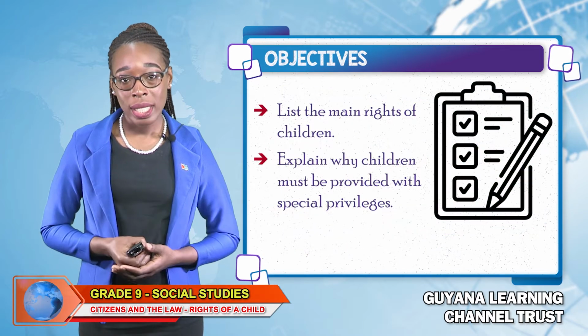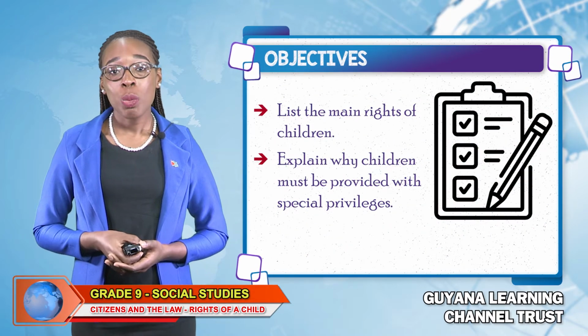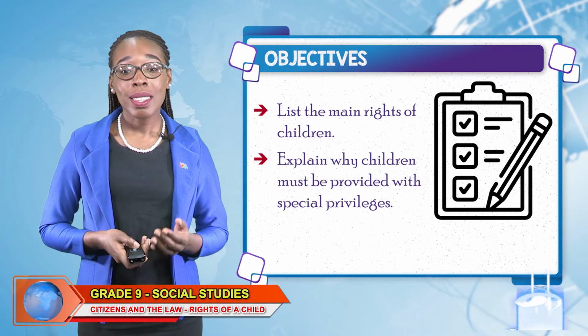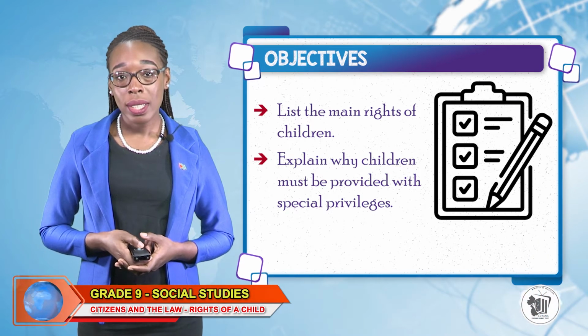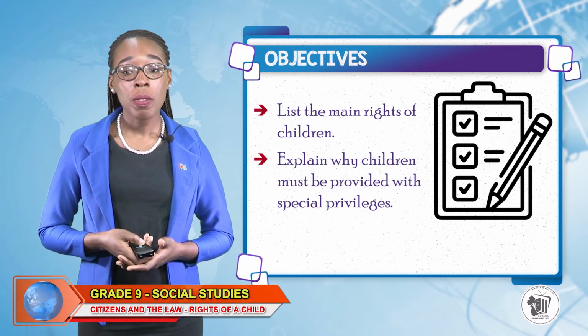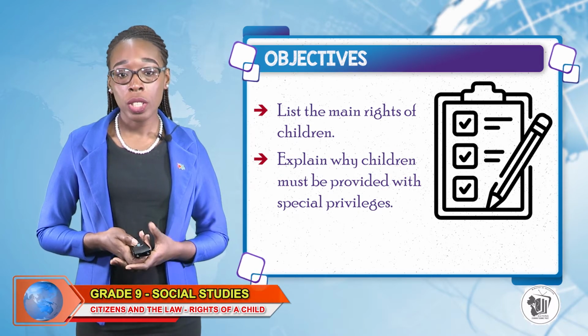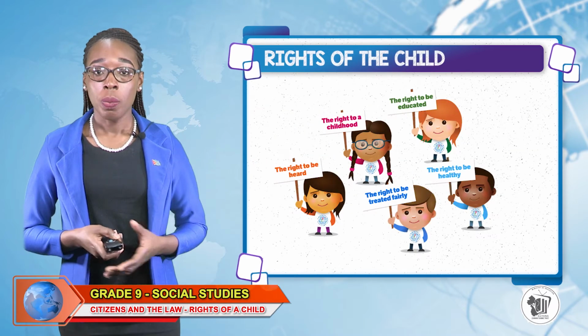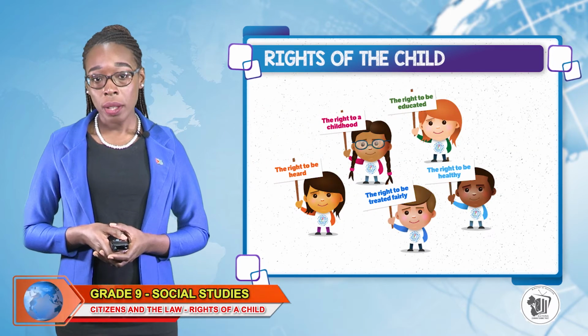What are our objectives? Students should be able to 1. List the main rights of children, and 2. Explain why children must be provided with special privileges. So, first, the rights of the child.